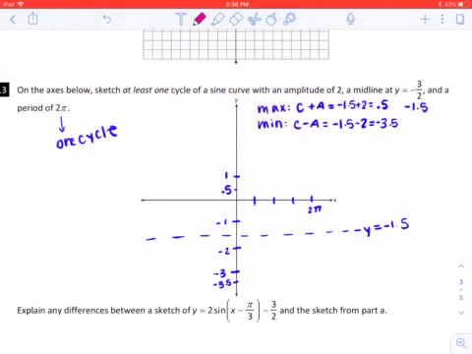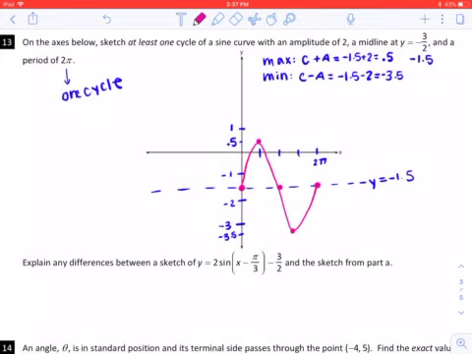So this is sine, so I start at my midline. Then I go up to my maximum, which is 0.5. Then back to my midline, down to my minimum, which is -3.5, and then finish at your midline. And that's it, one cycle of the sine curve. What's very important is that you're remembering to label all of this. There's a follow-up question right below it.